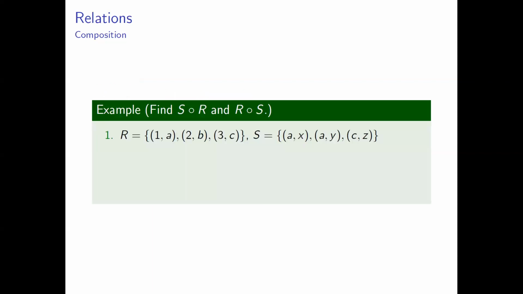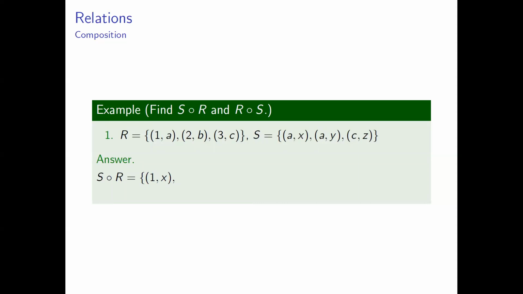Consider the relations R with elements 1A, 2B, and 3C, and the relation S with elements AX, AY, and CZ. Let us first get the composition SR. Observe that 1 is related to A under R, and A is related to X under S. Hence, the ordered pair 1X is an element of SR.